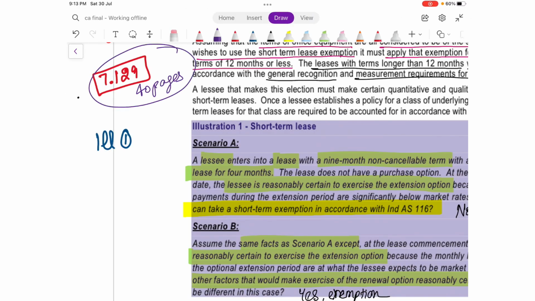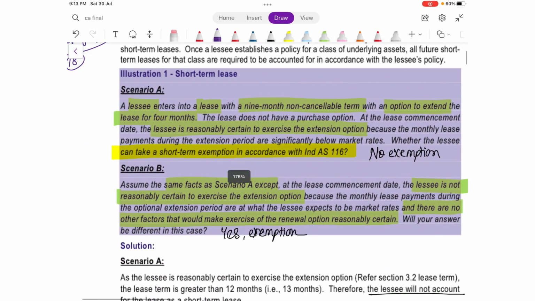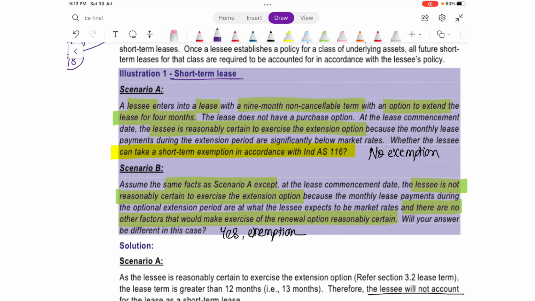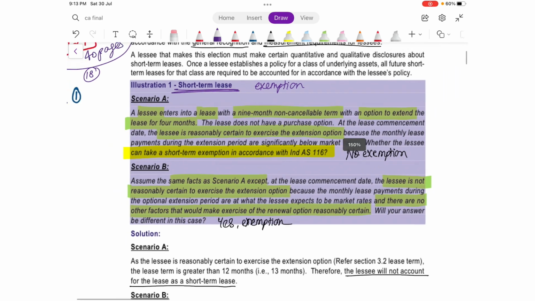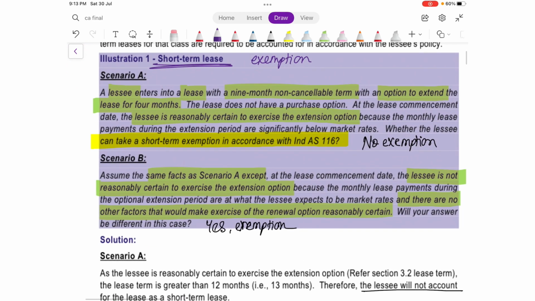Related to this theory part, there are around 18 illustrations that we are going to solve right now. Starting with illustration number 1. Illustration number 1 is related to your short-term lease, where the lessee can claim exemption if the short-term lease condition is fulfilled. In scenario A, there is a lessee and the lessee gets into a lease of a 9-month non-cancelable period. So 9 months is the initial lease term here.